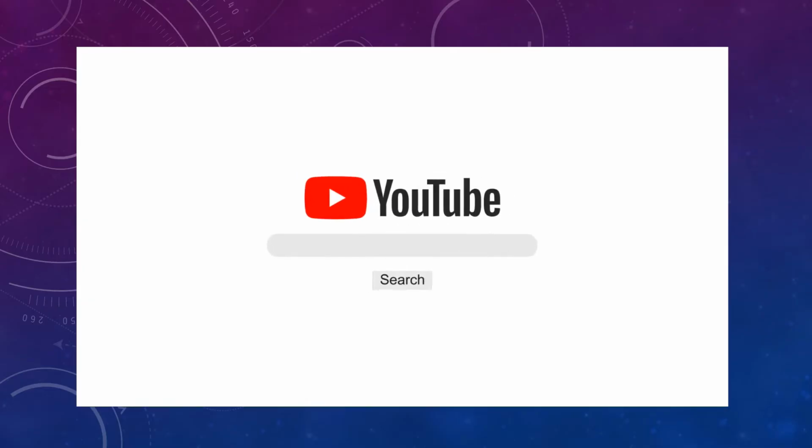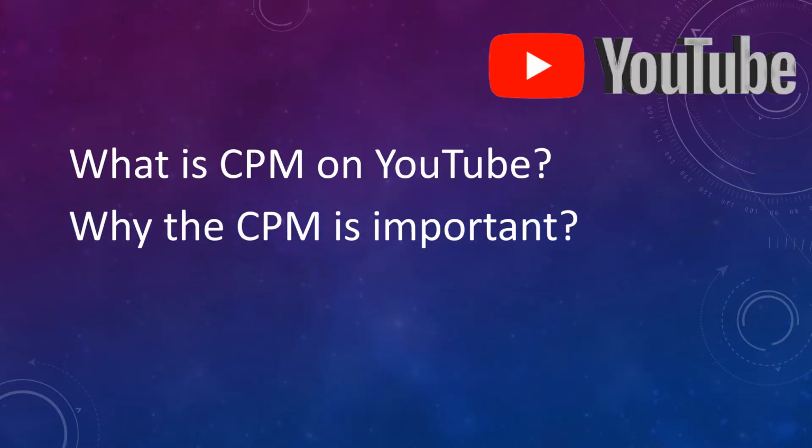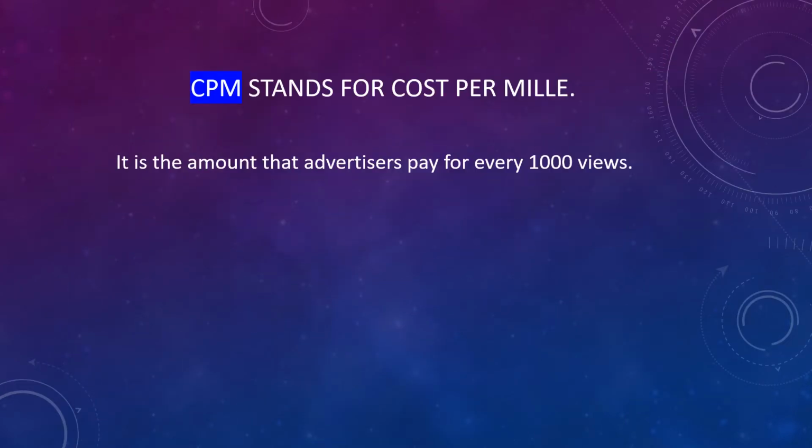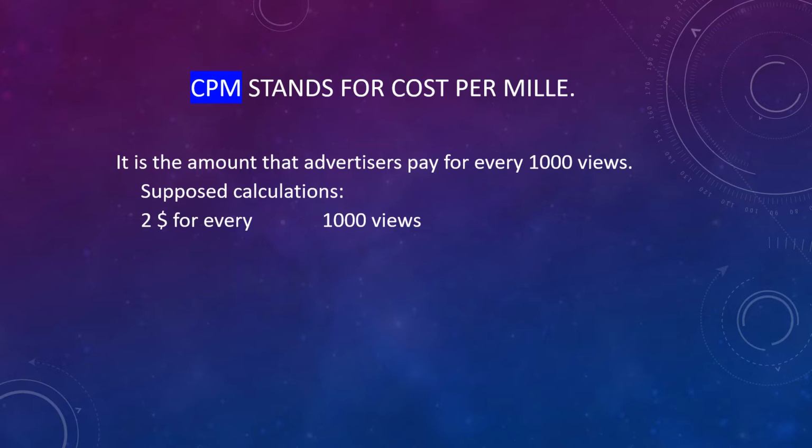In this video, we will learn what is CPM on YouTube and why the CPM is important. CPM stands for cost per mille. It is the amount that advertisers pay for every 1,000 views. For example, an advertiser pays $2 for every 1,000 views. Then the total revenue for 1 million views would be $2,000.